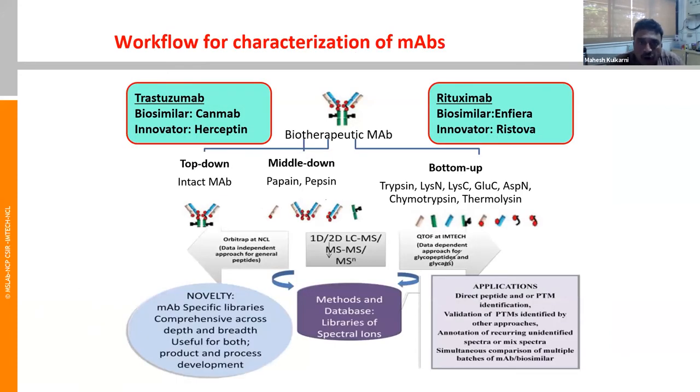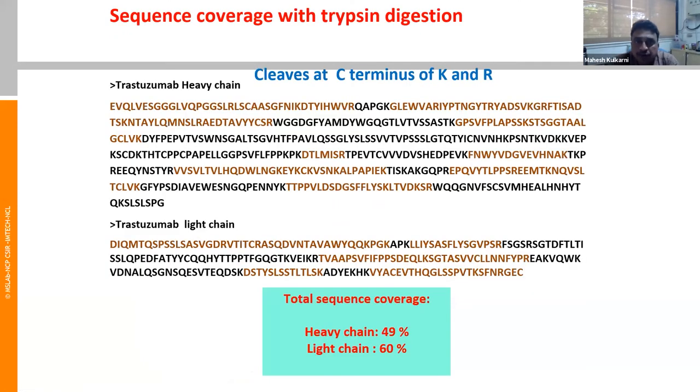So in the workflow involved for characterization, we took two commercially available mAbs, trastuzumab and its biosimilar, CanMab. Herceptin is the innovator, and CanMab is its biosimilar. Similarly for rituximab, Enfira and Ristova. So we did all this top-down, middle-down, and bottom-up. However, today I am mainly focusing on the bottom-up approach. So we digested with all these enzymes and then analyzed by high resolution accurate mass spec. One of the challenges is that the sequence coverage with trypsin is very low.